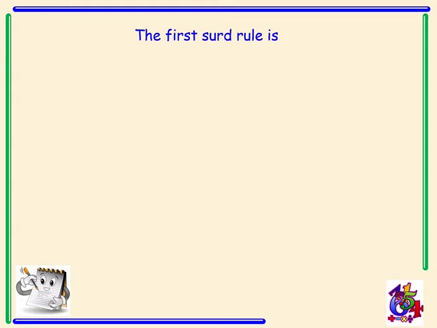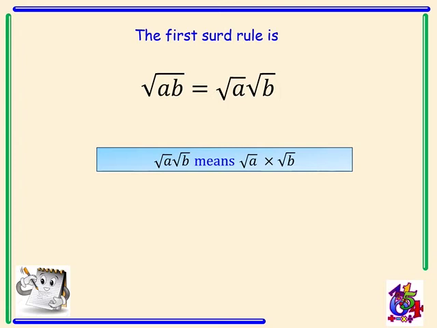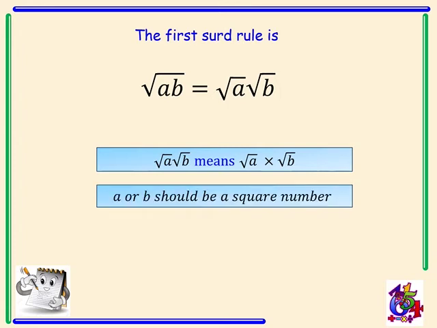So the first rule that we've learned here is that we have the square root of a times b. We can rewrite that as equal to the square root of a times the square root of b. A or b should be a square number when we are simplifying a surd.